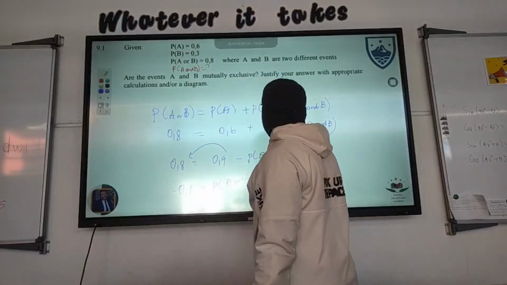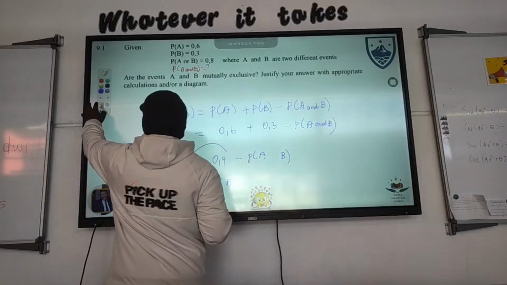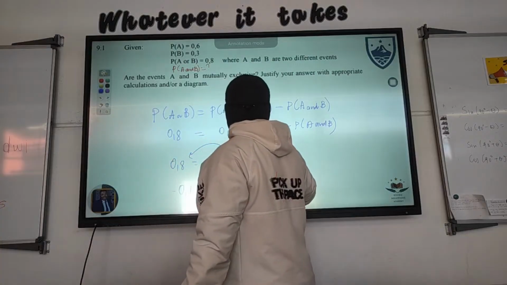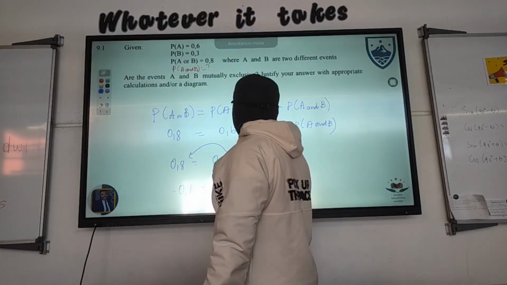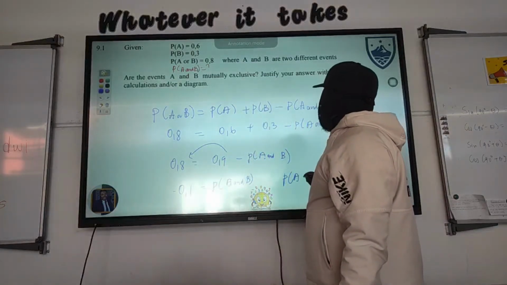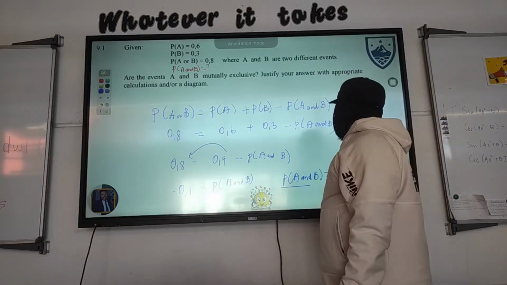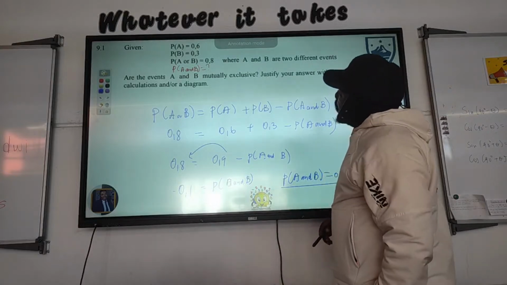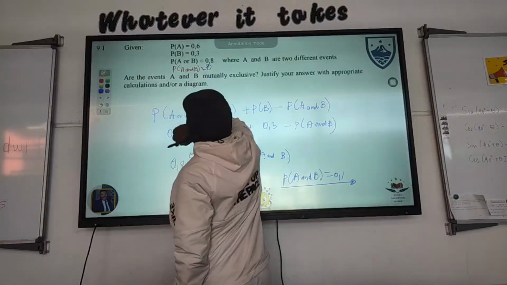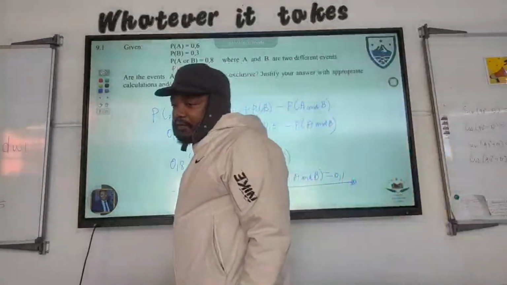Let's fix that. It's the intersection symbol, not the union. Don't make the same mistake in examination. So the probability of A and B is equal to 0.1. So are they mutually exclusive? No, because this is not equal to 0. Good. I think we are fine now.